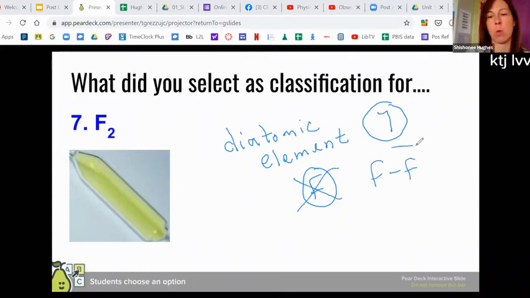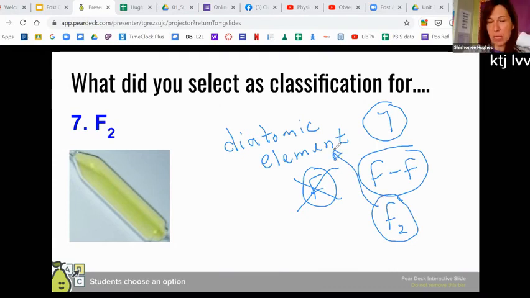It has to bond with another fluorine to be stable. So you only see it as F2 in nature, which is why we still call it an element, even though it has a chemical bond. So it is one of the 7 exceptions. So for those of you that saw that and figured that out, fantastic, good job.